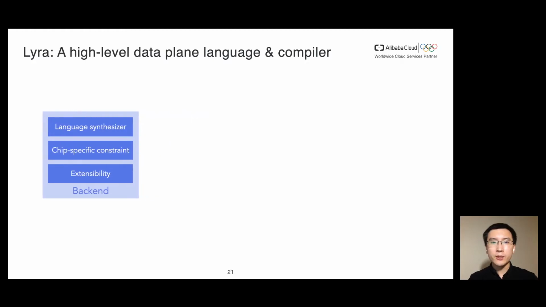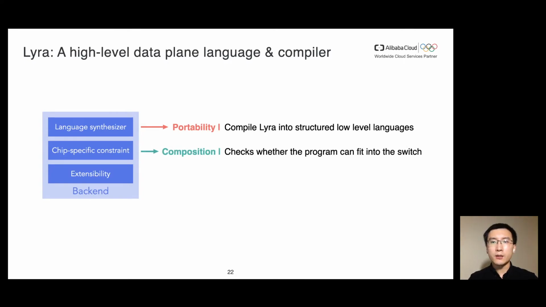The backend has three major components: language synthesizer, chip-specific constraint encoder, and extensibility module. The language synthesizer compiles the Lyra into structured low-level languages. The chip-specific constraint encoder checks whether the program can fit into the switch. And finally, the extensibility module guarantees the program can correctly deploy in the scope. We will go through each component one by one.